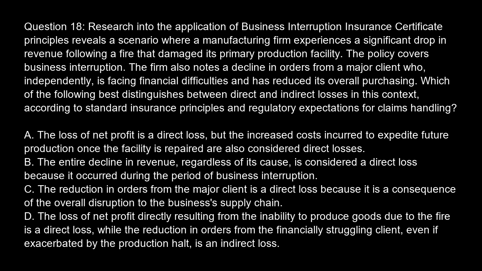Option A. The loss of net profit is a direct loss, but the increased costs incurred to expedite future production once the facility is repaired are also considered direct losses. Option B. The entire decline in revenue, regardless of its cause, is considered a direct loss because it occurred during the period of business interruption. Option C. The reduction in orders from the major client is a direct loss because it is a consequence of the overall disruption to the business's supply chain. Option D. The loss of net profit directly resulting from the inability to produce goods due to the fire is a direct loss, while the reduction in orders from the financially struggling client, even if exacerbated by the production halt, is an indirect loss.